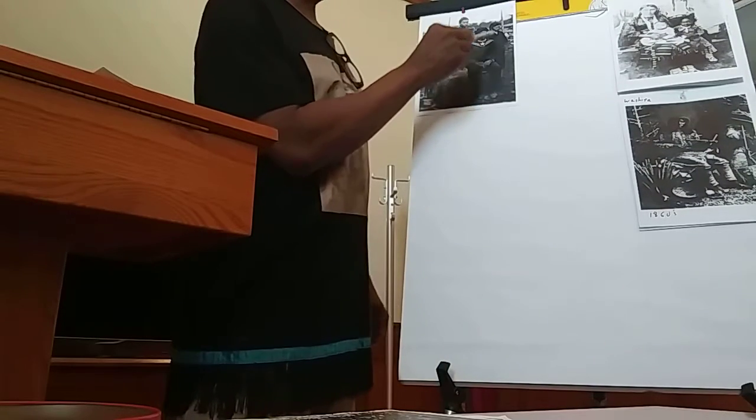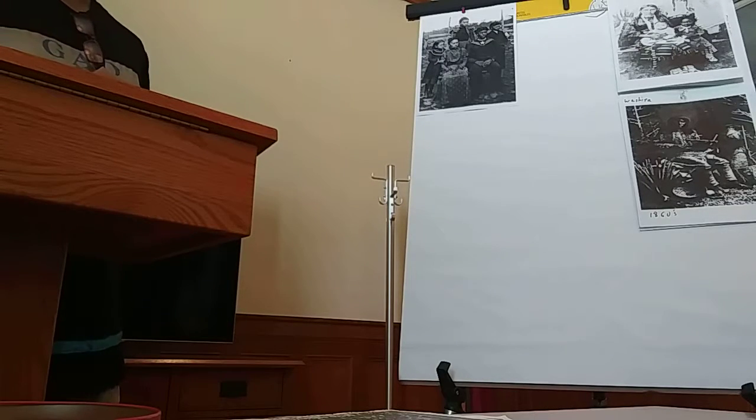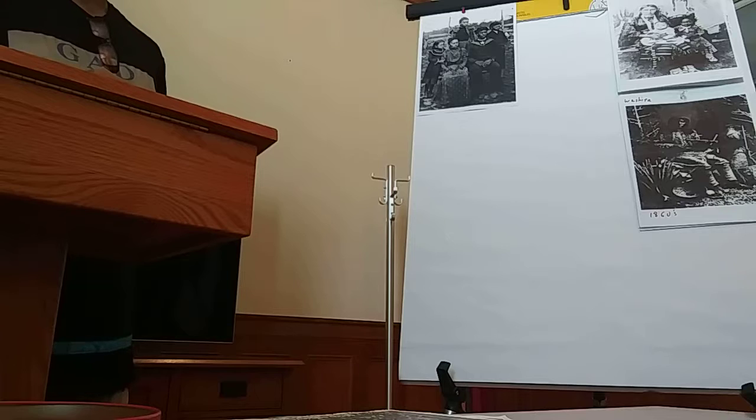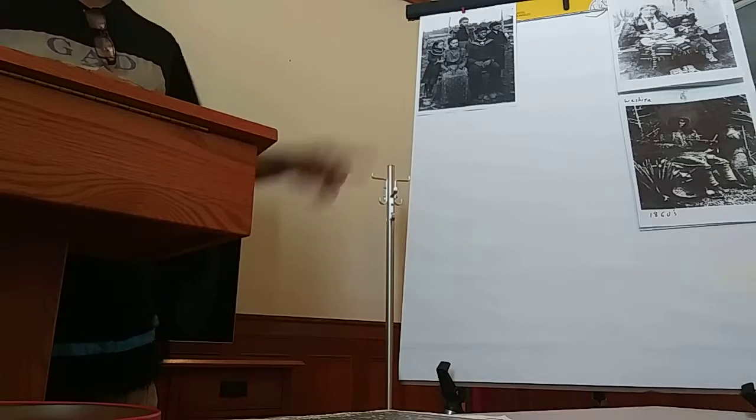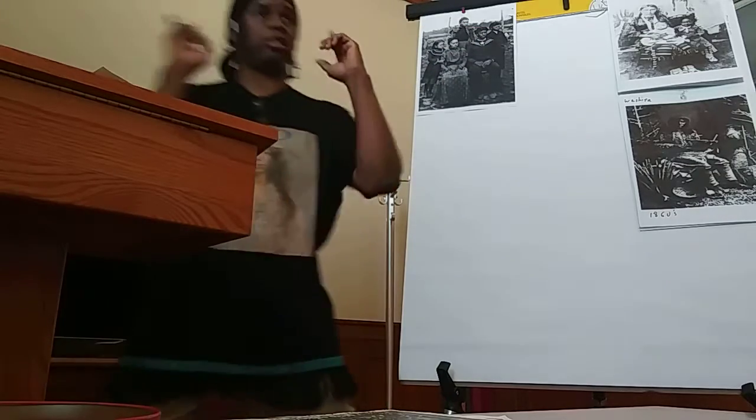Mother, father, son, daughter. Where are they looking at? They're looking at the camera. The father's looking at the camera. The mother's looking at the camera. The baby girl is looking at the camera. The little boy's looking down. No, he's looking at the camera. They're all looking the same direction, where the camera is.